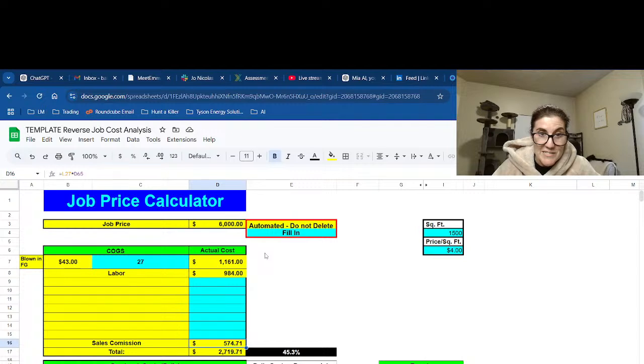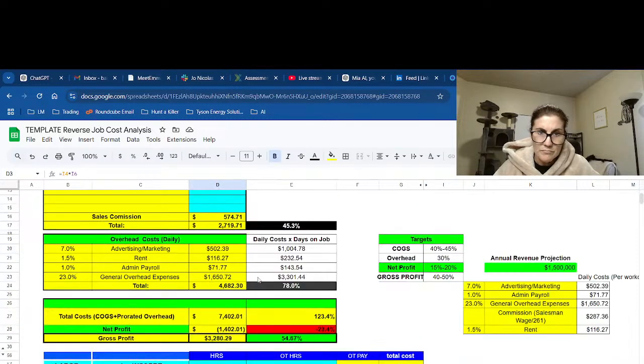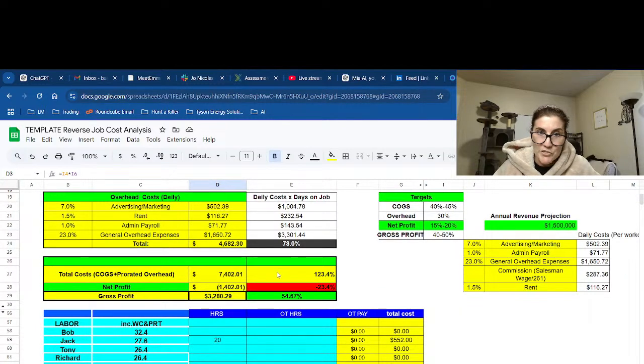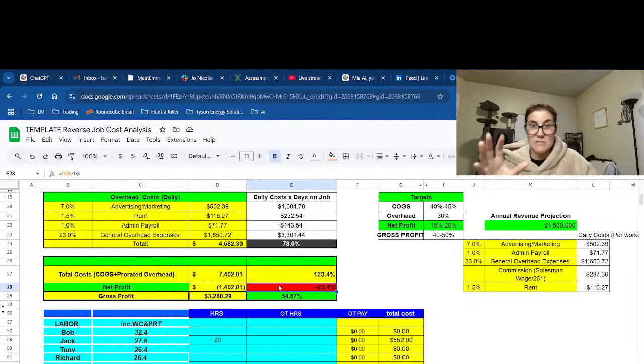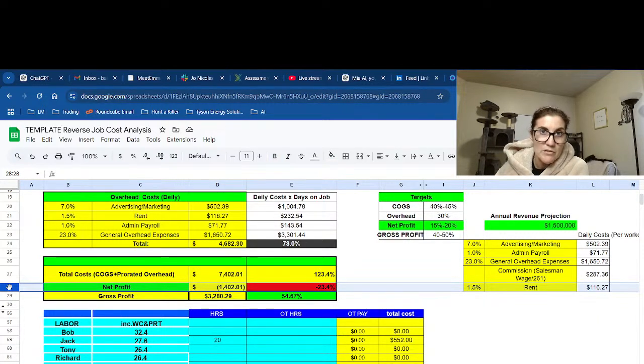So this is what's crazy. For a 1,500 square foot house, charging $4 a square foot, that's $6,000. And this is where we generate our net profit. So this is taking everything into account. It's telling us what we have left over at the end. You guys, charging their old prices, they were actually losing $1,400 on this job.